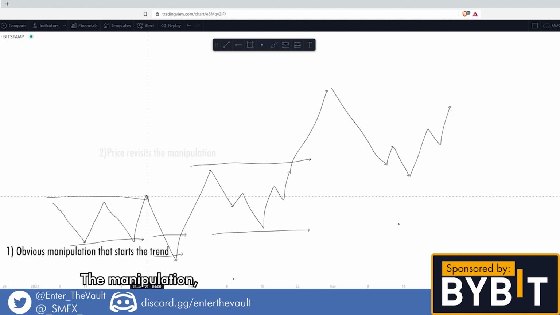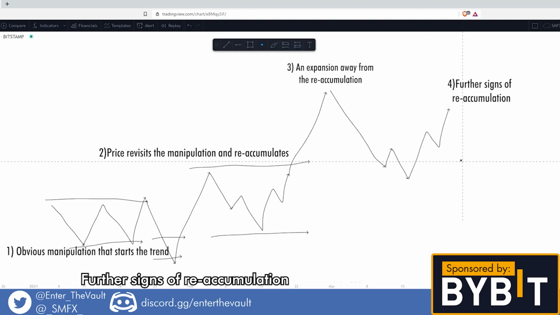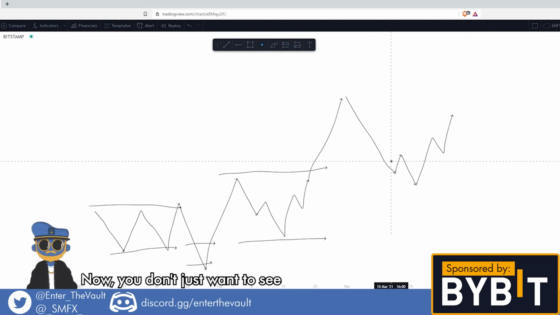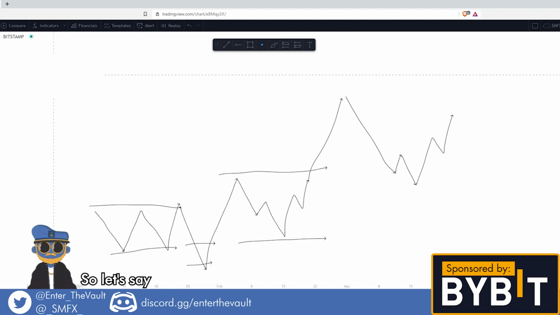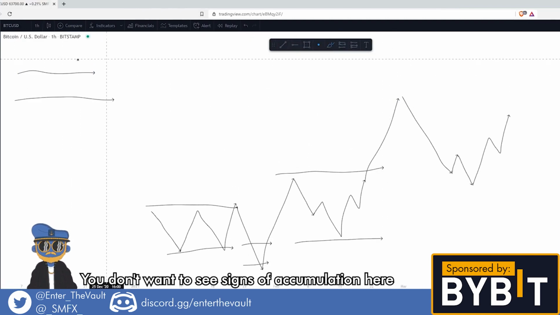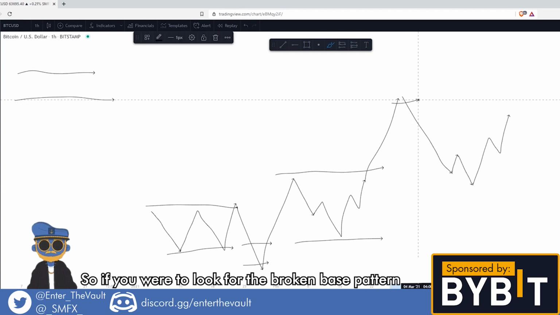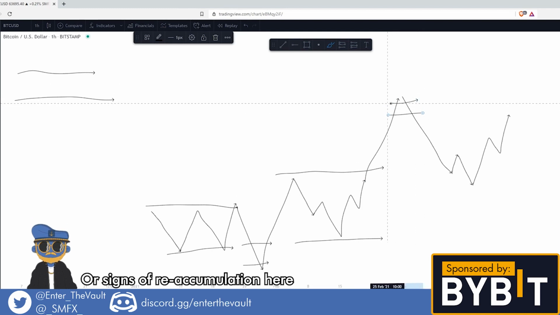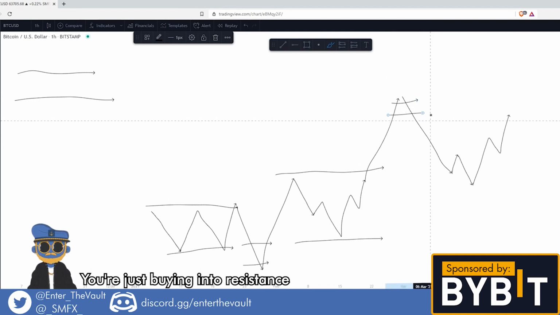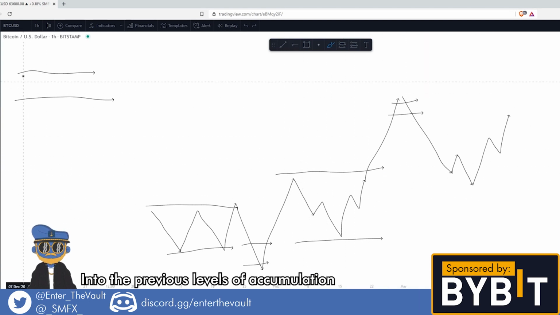Here you have the consolidation, the manipulation, the reaccumulation, the expansion away, and then you want to see further signs of reaccumulation. Now, you don't just want to see reaccumulation at resistance. So let's say the previous trend started around this level. You don't want to see signs of accumulation here and enter here, because a common rule that most of you should know is that you shouldn't necessarily be buying into resistance or selling into support. So if you were to look for the broken base pattern or signs of reaccumulation here, you're just buying into resistance. What you want to do is look for a retracement back into the previous levels of accumulation.